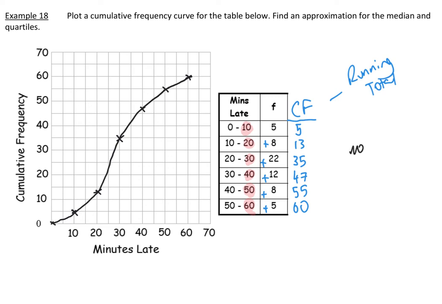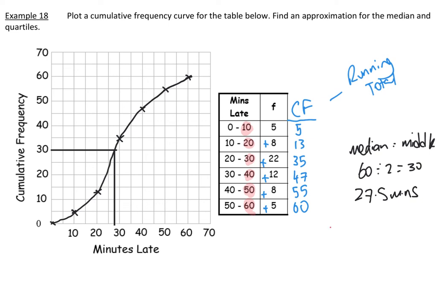Our median is the middle point. If we have 60 terms, we divide by 2 to get 30. So we read across our axis from 30 and then draw the line down, and we can see that the median value is 27.5 minutes.